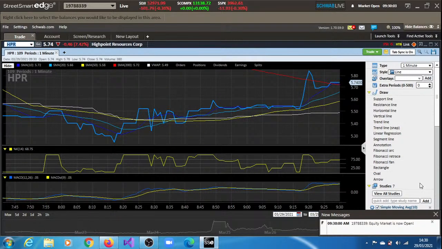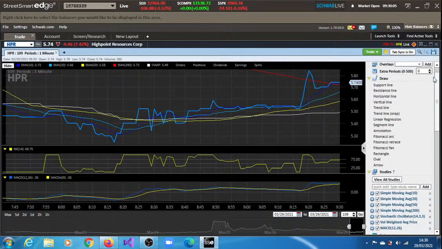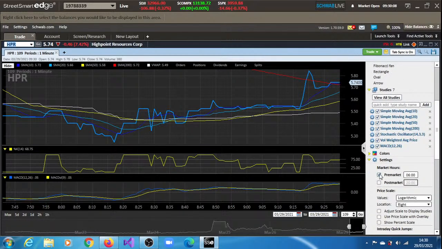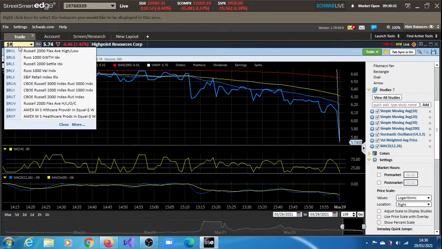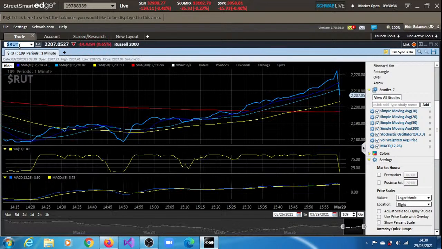Okay, market is now open, yes. So we'll uncheck the pre-market box and we'll see how things are going. So yeah, High Point down 7.42%. So the Dow Jones is down 0.44%. Nasdaq unchanged. SPX down 0.3%. Let's see what's going on with the Russell. Russell is down 0.65%. So let's see.